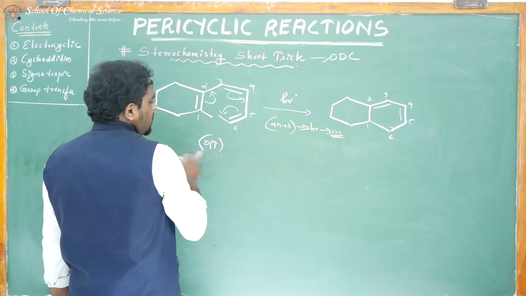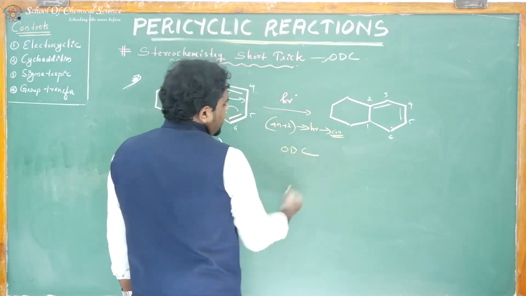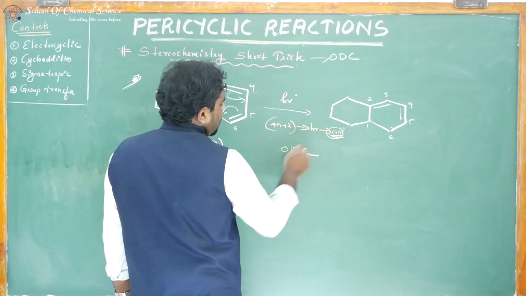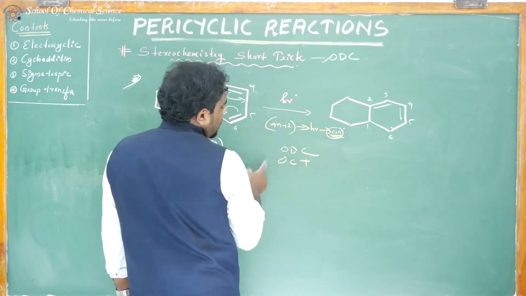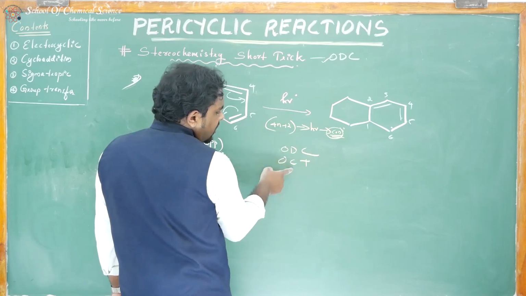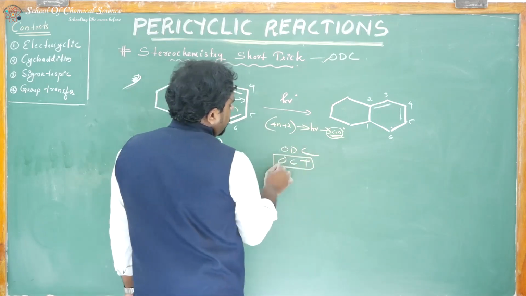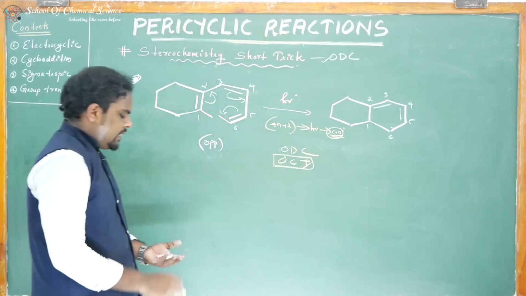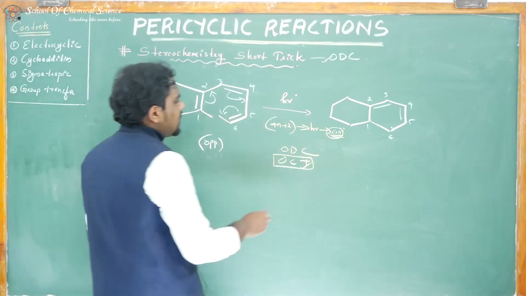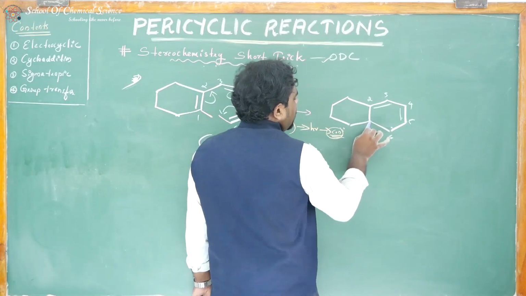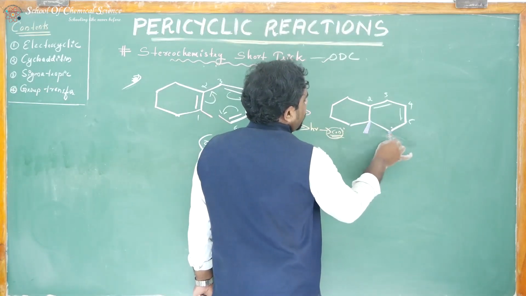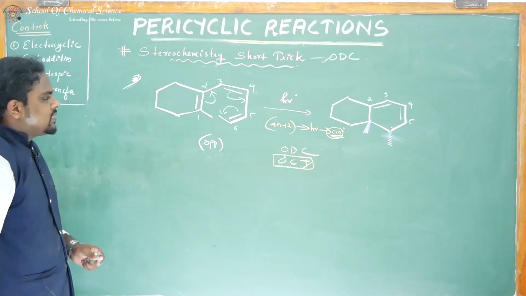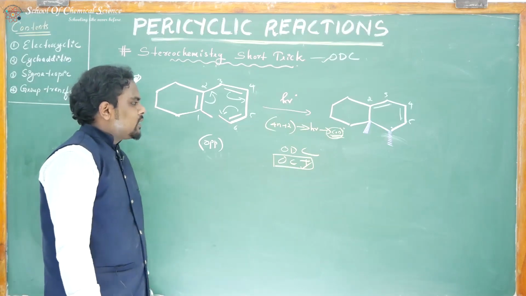So the substituents are opposite. Follow the ODC rule: substituents opposite, disrotation, but here the rotation is conrotatory. So ODC then OCT: opposite, conrotatory, trans. Substituents opposite, rotation conrotatory, stereochemistry will be trans. That means the two methyl groups are trans to each other. The first methyl group is above the plane, the second methyl group below the plane. That is the stereochemistry of that reaction.